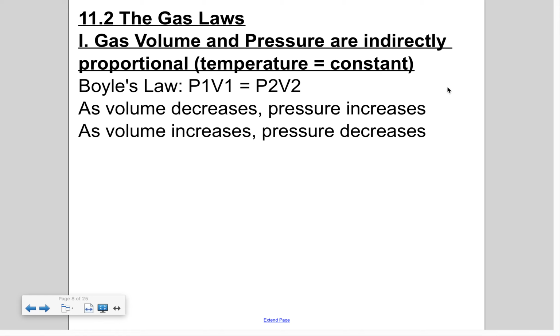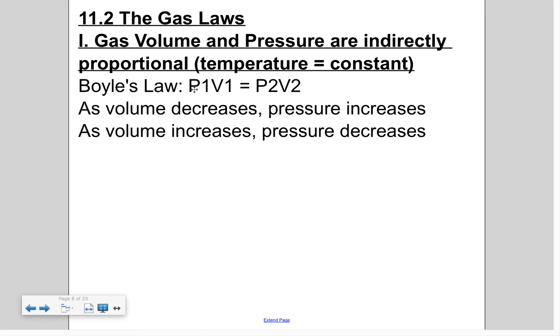So the first one I want to look at is the relationship between volume and pressure in gases and how it's indirectly proportional to each other, provided that temperature remains constant. So you're just going to assume that in these problems with Boyle's law, that temperature is constant. So indirectly proportional means that as one goes up, the other one's going to go down. Or if one goes down, the other one's going to go up.